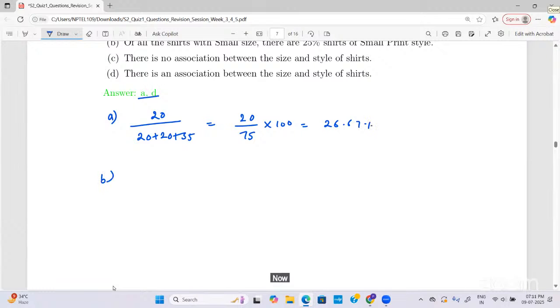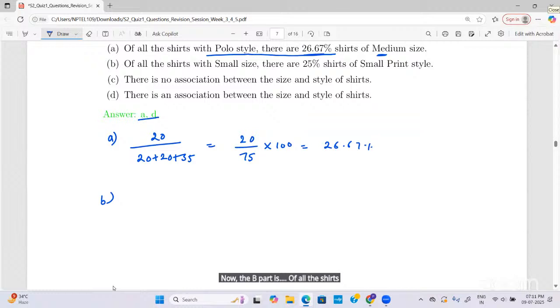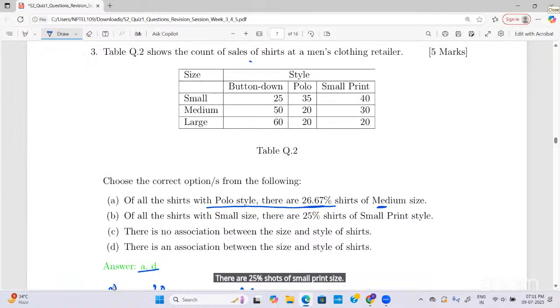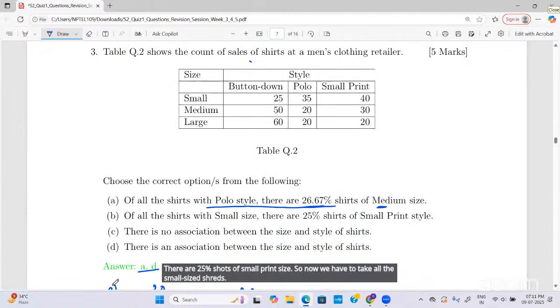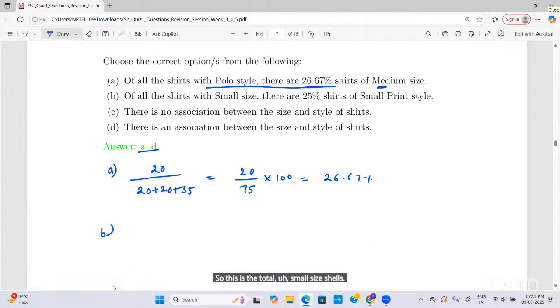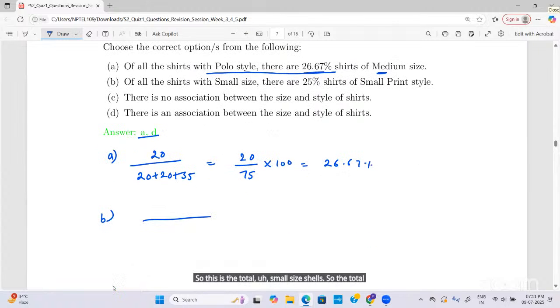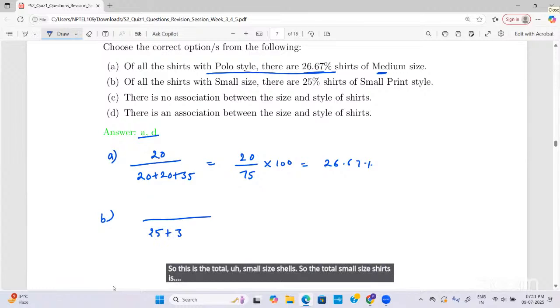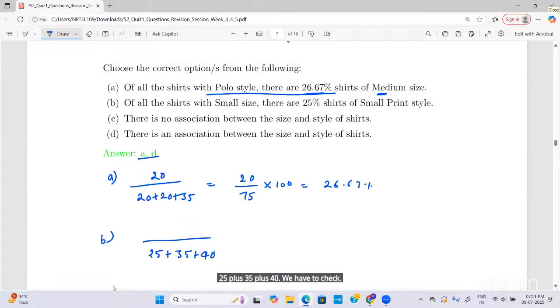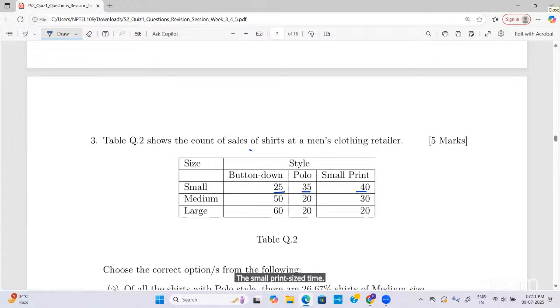Now the B part: of all the shirts with small size, there are 25% shirts of small print size. So now we have to take all the small size shirts: 25 plus 35 plus 40. So the total small size shirts is 25 plus 35 plus 40. We have to check the small print size type. The small print is 40.